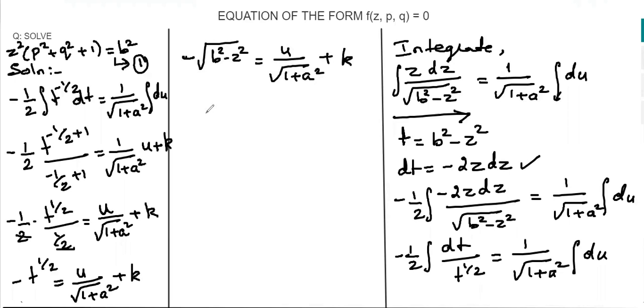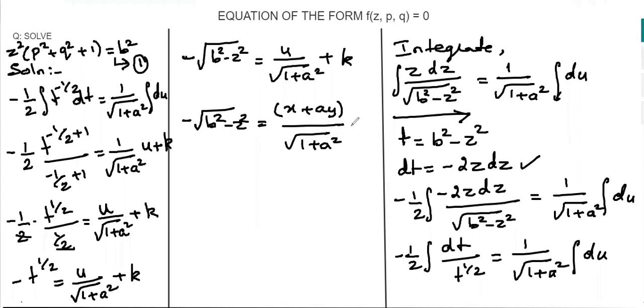And now what is your u value? From the second equation, we have square root of b square minus z square equals, my u is x plus ay, over square root of 1 plus a square, plus the integration constant k. And this is the complete integral.